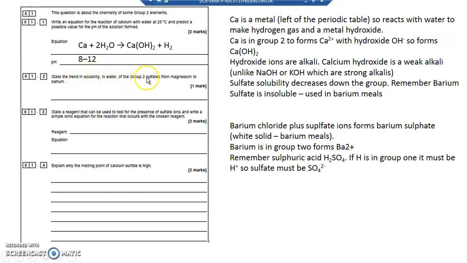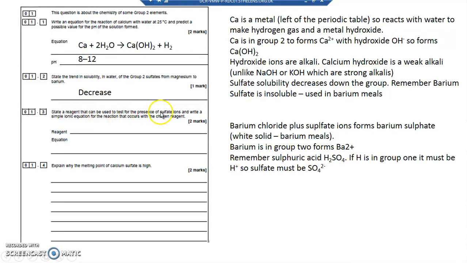State the trend in solubility of the group 2 sulfates from magnesium to barium. Well, if you can remember that barium sulfate is used for a barium meal. So barium sulfate is a solid that will sit in your gut and allow your gut to be X-rayed, so allow soft tissue to be X-rayed because it's highly insoluble. So barium sulfate is insoluble. So down at the bottom where barium is, they're insoluble, up to the top something like magnesium hydroxide, which is more soluble. So the trend is that they decrease down to barium sulfate, which is highly insoluble.